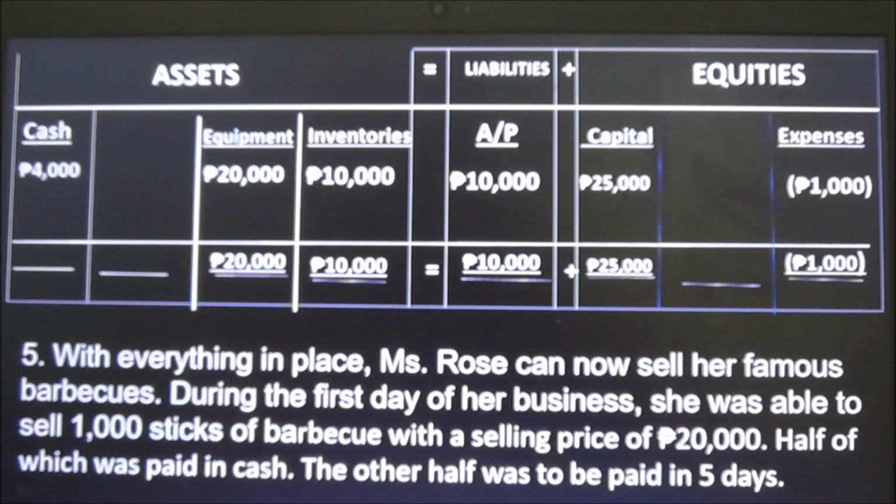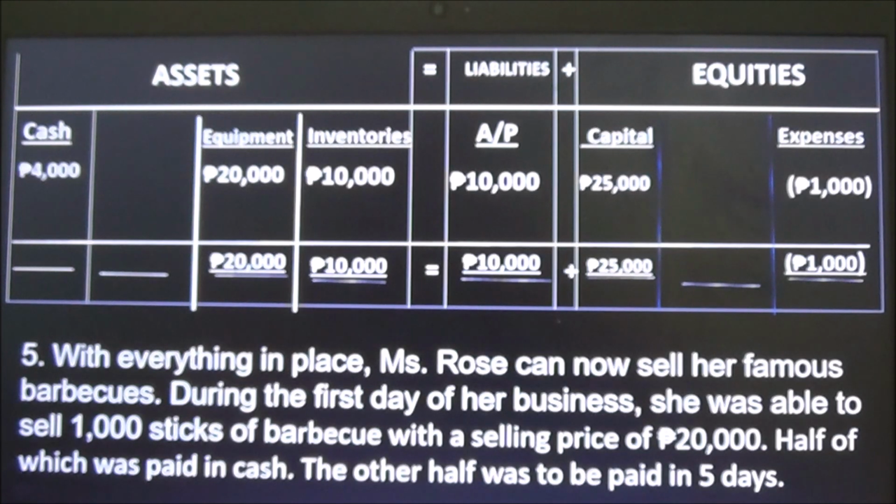So on this transaction, what information can we get? It says here that Miss Rose was able to sell 20,000 pesos worth of barbecue sticks. And it also says half of which was paid in cash. So half of 20,000 was paid in cash, and the other half was to be paid in 5 days.